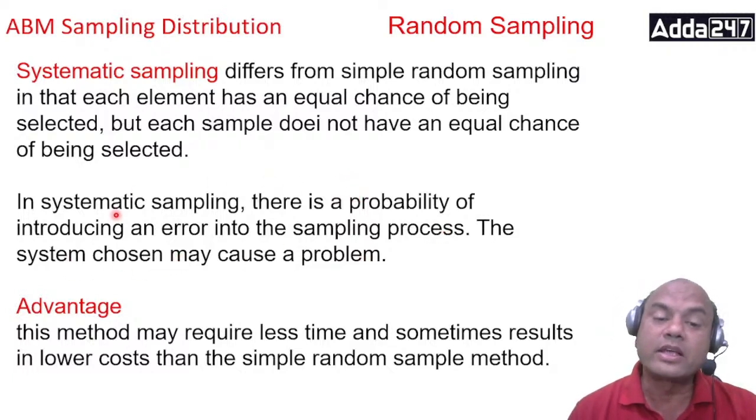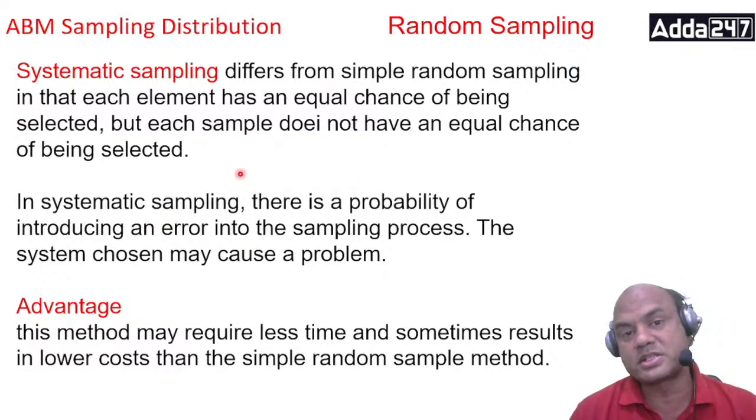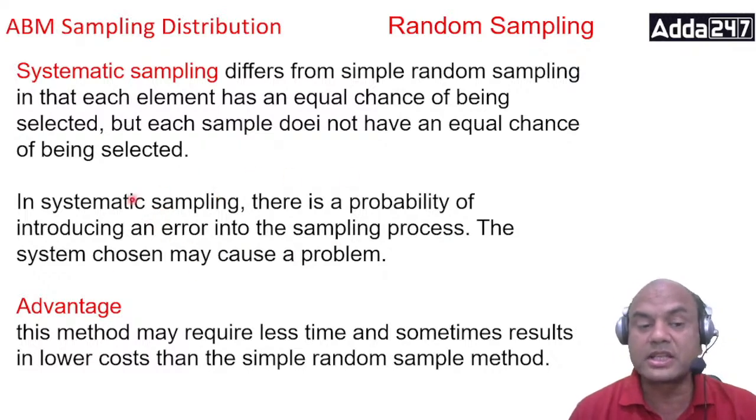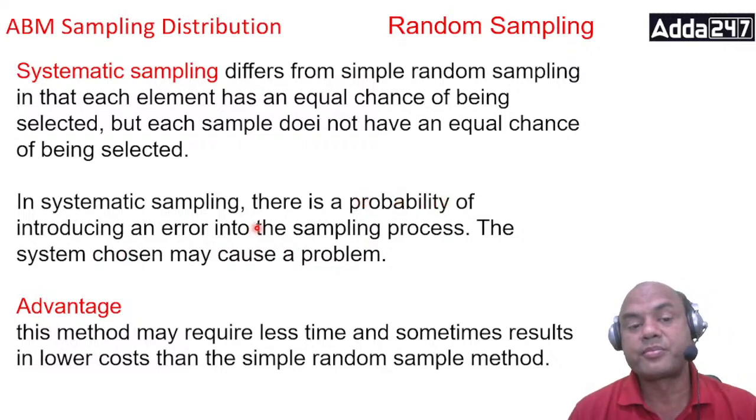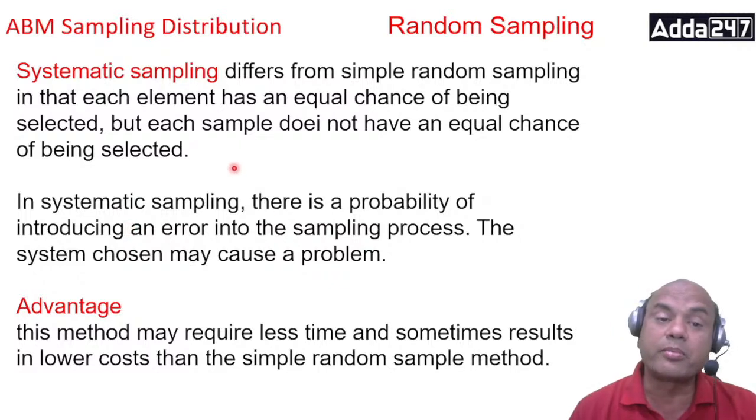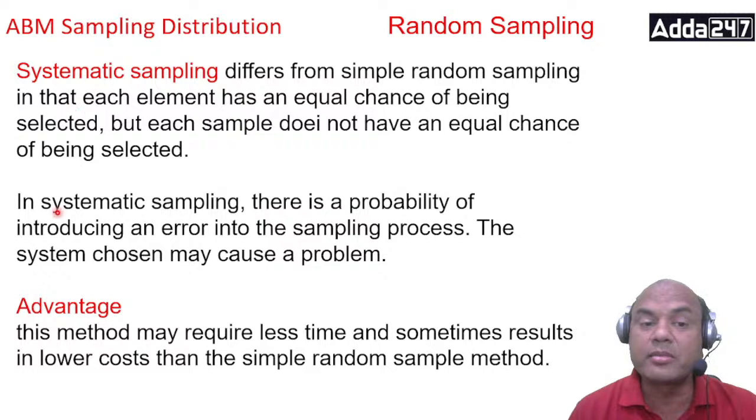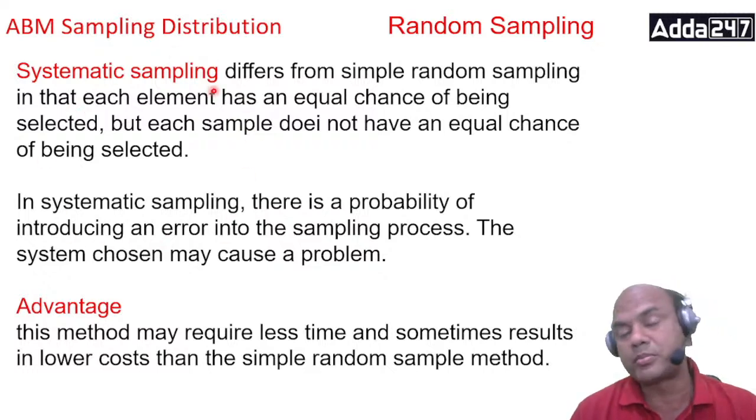Now, these are all the complete the following or match the following questions. They'll give you systematic sampling, then on the other side, they'll give you the probability of introducing an error. This is the important part in systematic sampling. Remember this for the match the following or theoretical part.